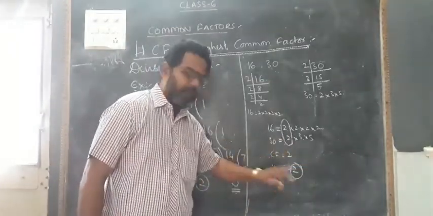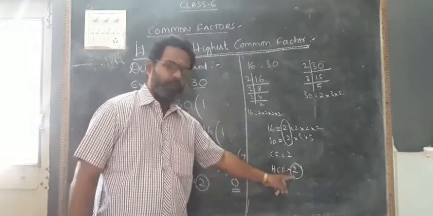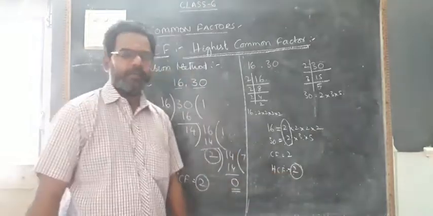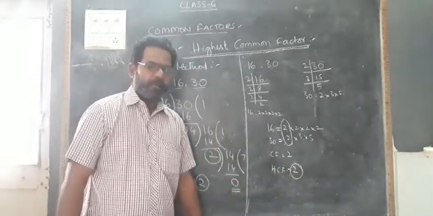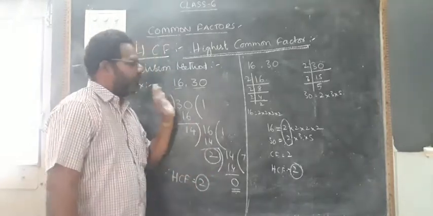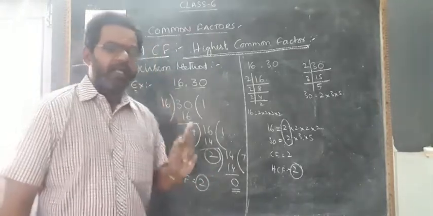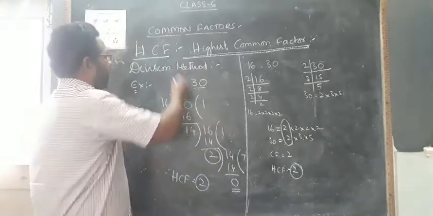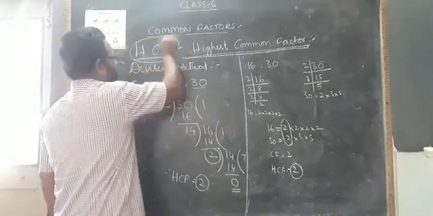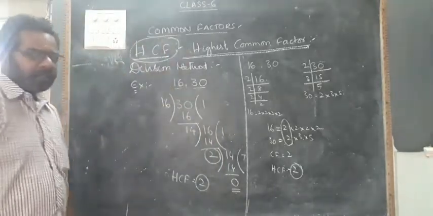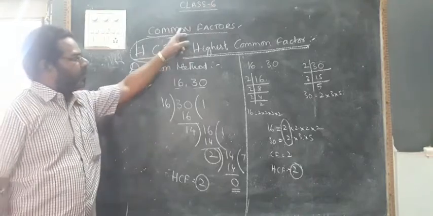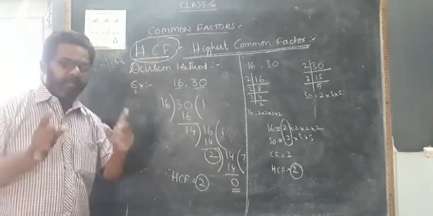But here we have only one common factor, that is 2. That is only the highest common factor. Understand? Okay? So, here two methods are there for finding the highest common factor. Highest common factor is also called HCF. So, in HCF we have common factors, and in the textbook they have given it clearly.